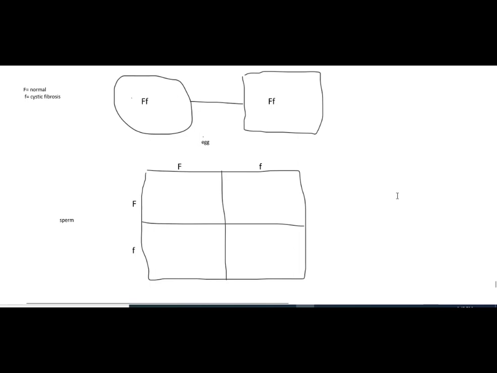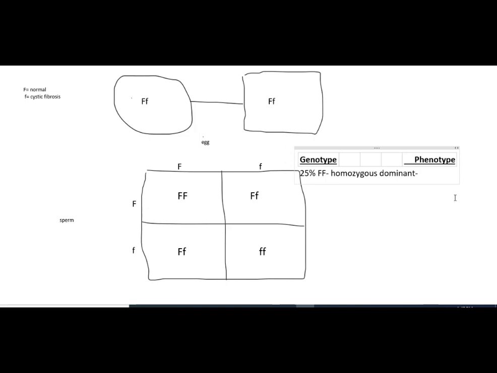Okay, now we're going to cross these alleles. So now after we've crossed the alleles, we're going to look first at the genotypes. If you were a genetic counselor for this couple, you could tell them that they have a 25% chance of having a baby who has two big Fs, which means homozygous dominant. And then this couple might say, what does that mean? And you would tell them if there's two big Fs, homozygous dominant, the phenotype would be no cystic fibrosis.